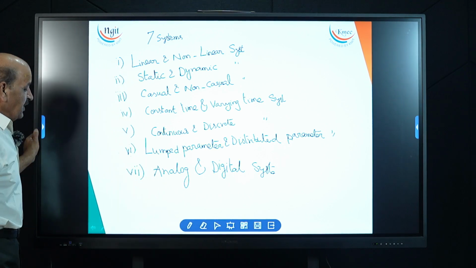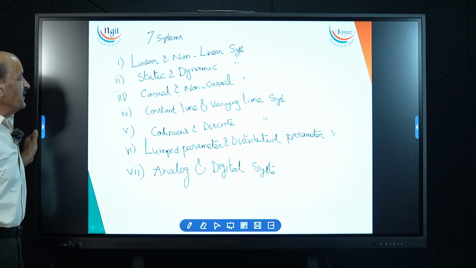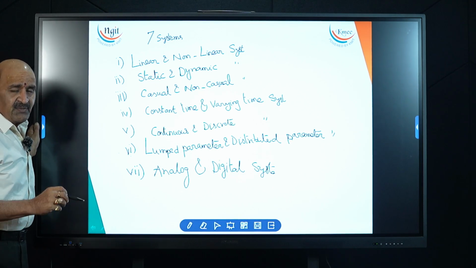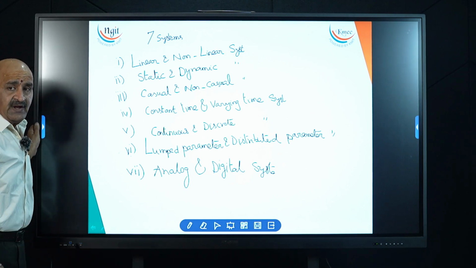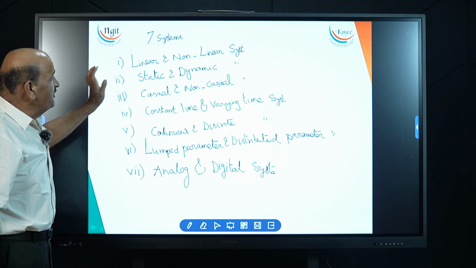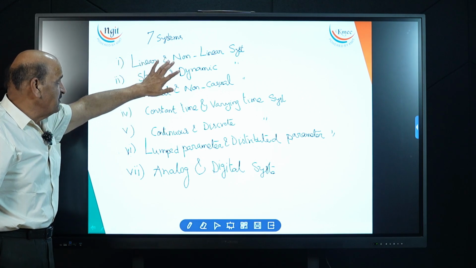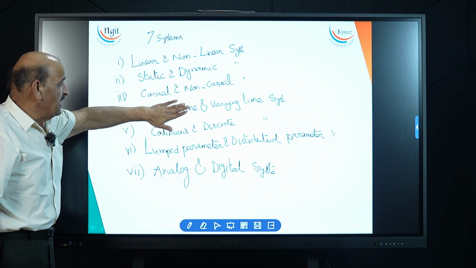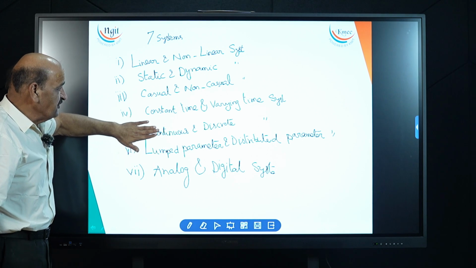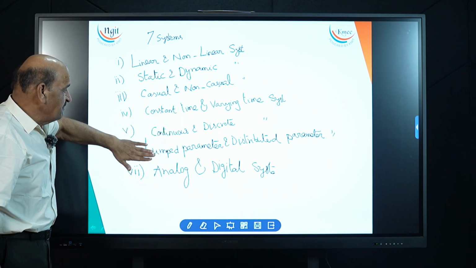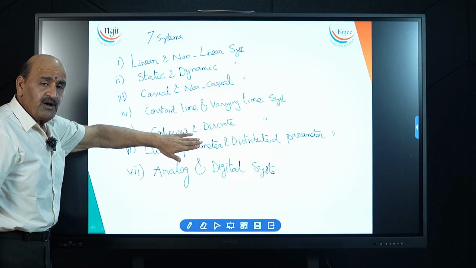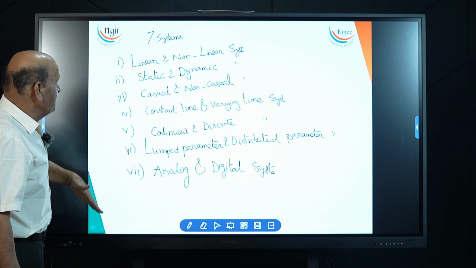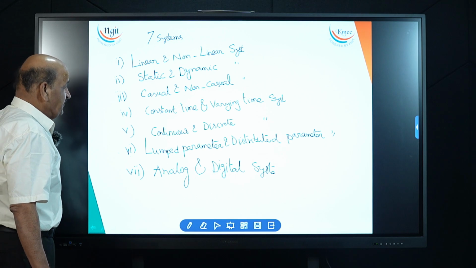Now, as per our syllabus, we are going to discuss 7 kinds of systems under the sub-concept of systems. Again, just repeating that: linear and non-linear systems, static and dynamic systems, causal and non-causal systems, constant time and varying time systems, continuous and discrete time systems, lumped parameter and distributed parameter systems, analog and digital systems. These 7 systems we are going to discuss here.